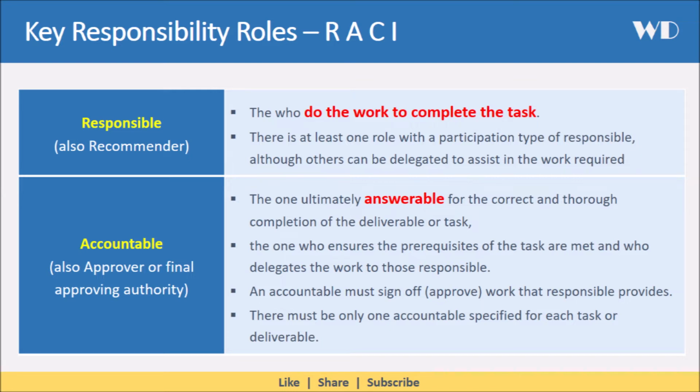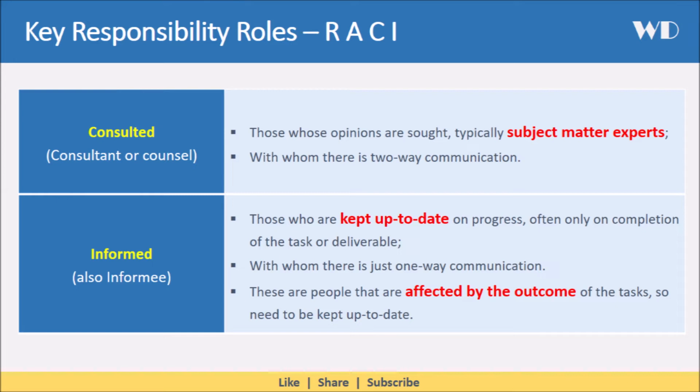The next key responsibility role is consulted, sometimes also called consultant or counsel. These are the ones whose opinions are sought, typically the subject matter experts, and with whom there is two-way communication. The last on our list is informed, also called informee. These members are the ones who are kept up to date on progress, often only on completion of the task or deliverable, and with whom there is just one-way communication. These are people that are affected by the outcome of the tasks, so need to be kept up to date.